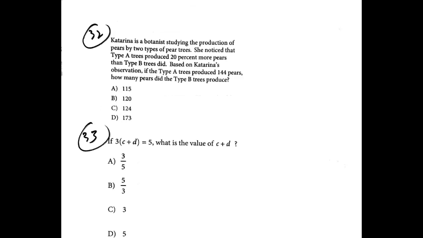32. Katrina is a botanist studying the production of pears by two types of pear trees. She noticed that type A trees produce 20% more pears than type B trees did. Based on Katrina's observation, if type A trees produced 144 pears, how many pears did the type B trees produce? A, 115. B, 120. C, 124. D, 173.